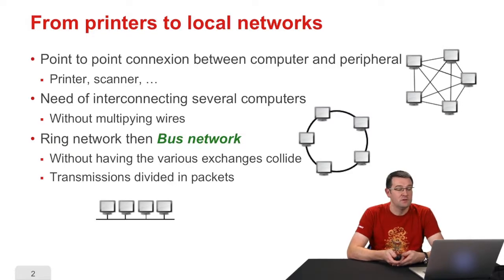So ring technologies were created quite rapidly. A ring is simply every computer connected with two neighbors. So if I want to talk to a computer that isn't one of my neighbors, I'll just go through other neighbors until I reach the one I want. There are also bus-like topologies, where everyone is connected to the same bus, and everybody can talk to each other through that bus.